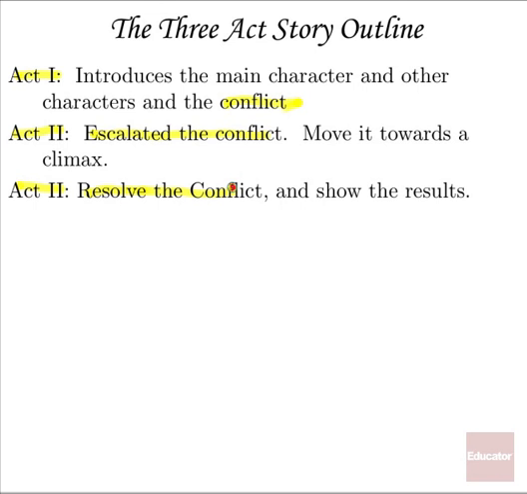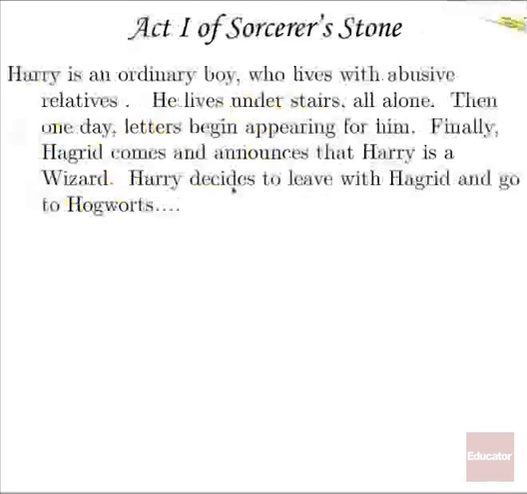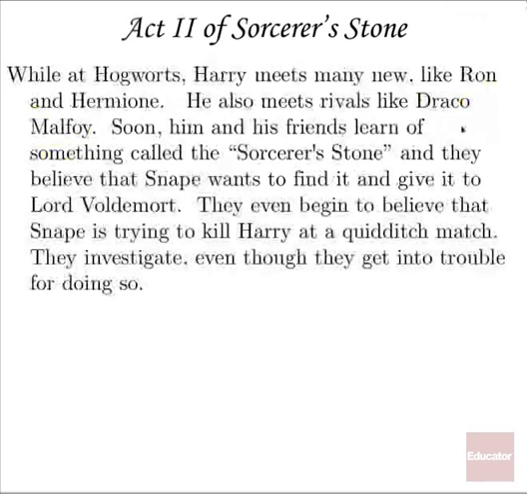Now, I'm going to go over my summary of Harry Potter and the Sorcerer's Stone, and I'm going to highlight a couple keywords for you. Harry is an ordinary boy who lives with abusive relatives. He lives under the stairs all alone. Then one day, letters begin appearing for him. Finally, Hagrid comes and announces that Harry is a wizard. Harry decides to leave with Hagrid and go to Hogwarts.